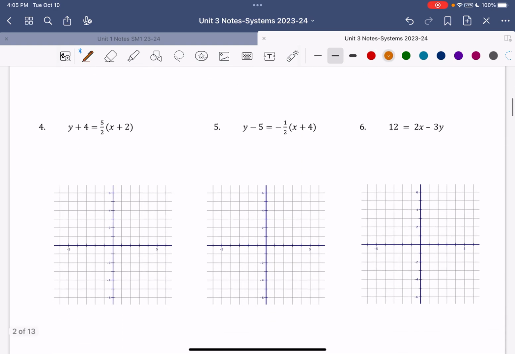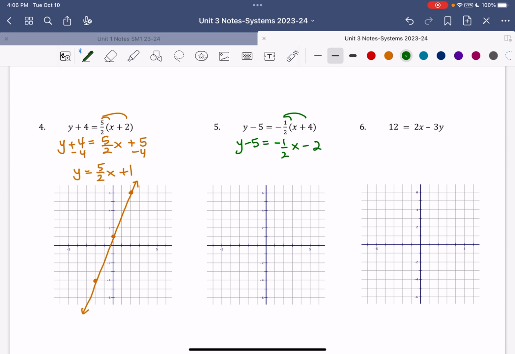Okay. This one's in a little bit different form. We're going to distribute. So we get y plus 4 is equal to 5/2 x plus 5. Then we'll subtract 4. Y equals 5/2 x plus 1. So we begin at positive 1. Our slope is 5/2, so up 5, right 2, or down 5, left 2. And just do your best to get straight lines. You can use a ruler if you want to. But this is just a general sketch.